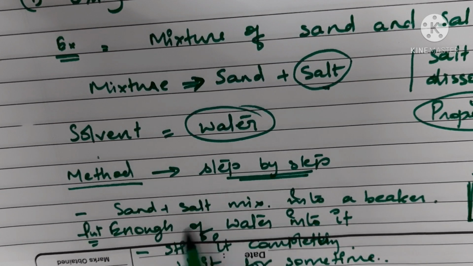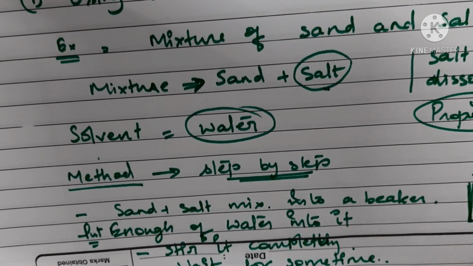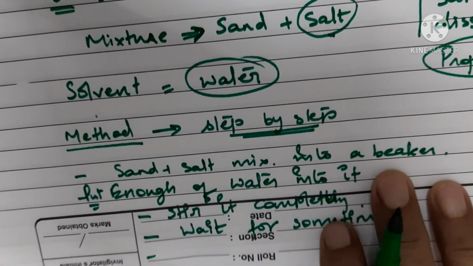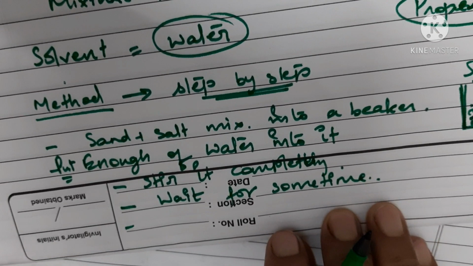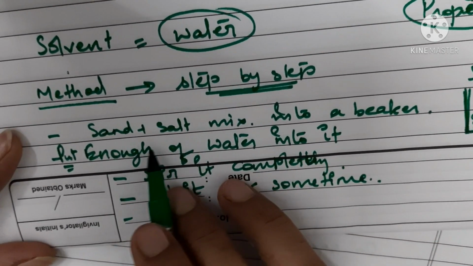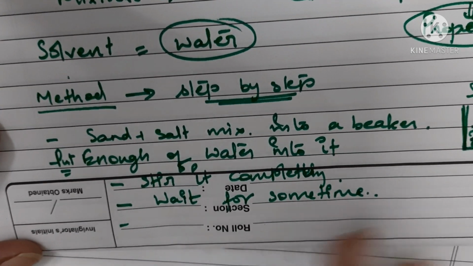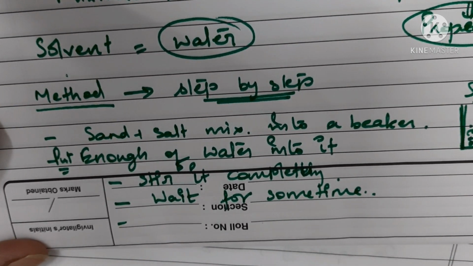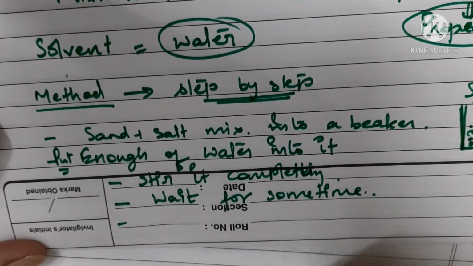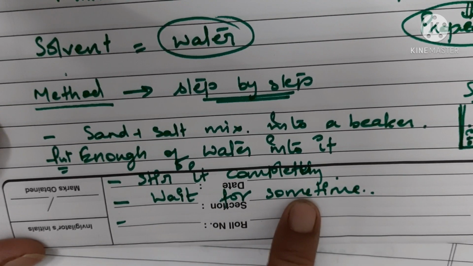Then after this, sand and salt mixture was put into the beaker and water enough of water was poured into the beaker. ओके, हमने अच्छे से जब ये सैंड और सॉल्ट का मिक्सचर था इसको एक बीकर में लिया और फिर पर्याप्त मात्रा में इसमें पानी को हमने डाला. ठीक है, और फिर पानी डाल के हमने क्या किया, इसको स्टर किया, घुमा दिया, अच्छे से घुमा दिया और waited for some time, फिर थोड़ी देर के लिए वेट किया.